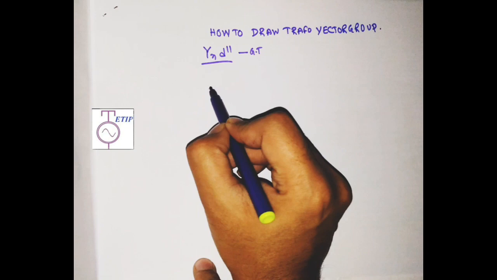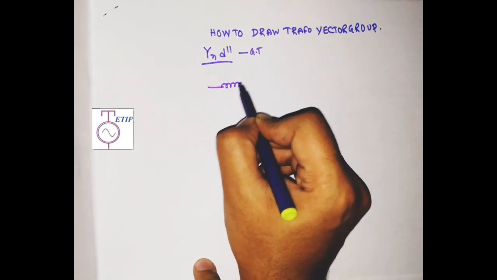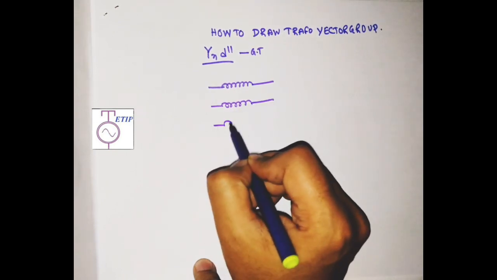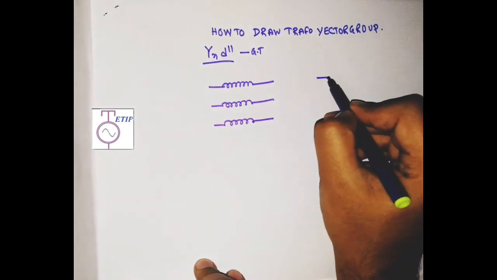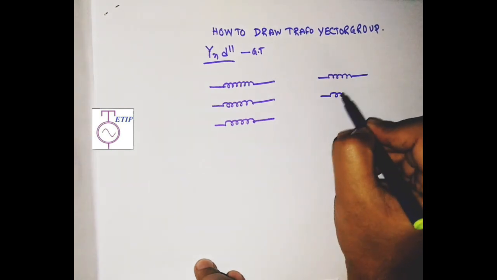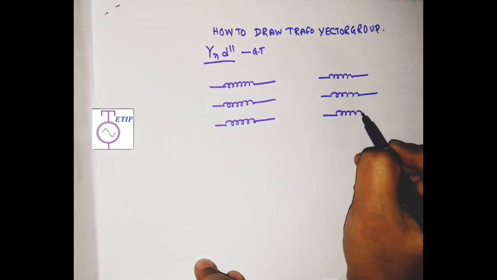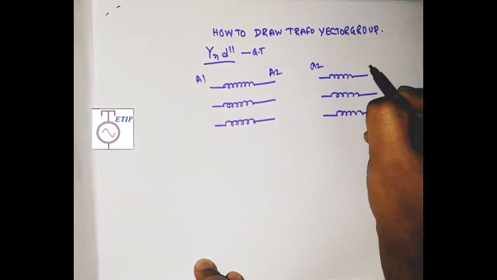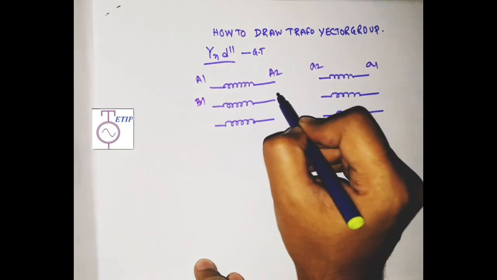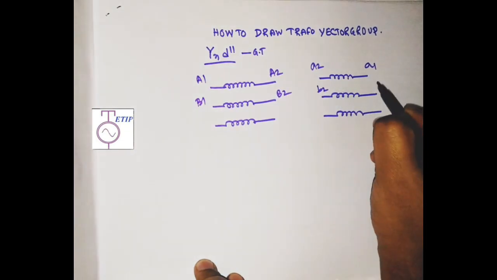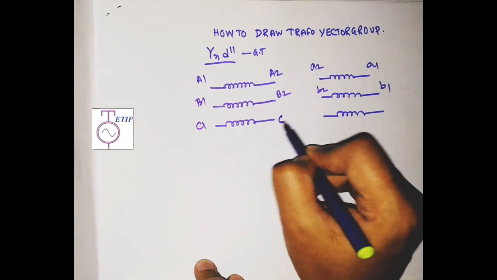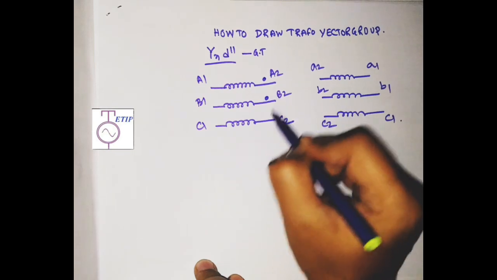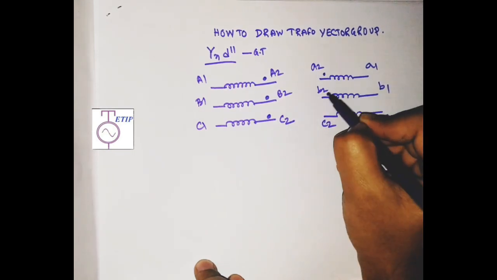So let us see. These are my high voltage winding and this is my low voltage winding, right? Again I will mark the terminals as A1, A2, A2, A1, B1, B2, B2, B1, C1, C2, C2, C1. The polarities are marked here.